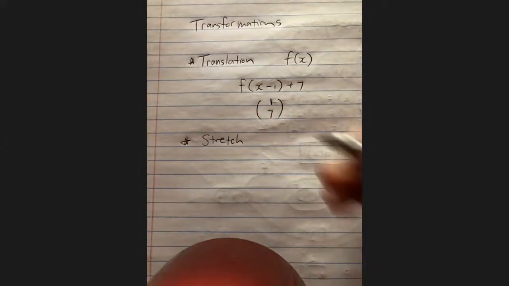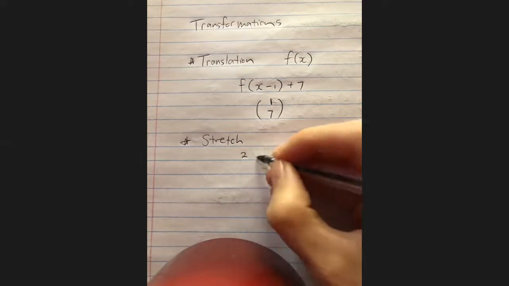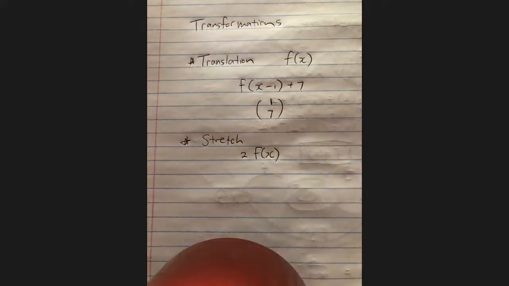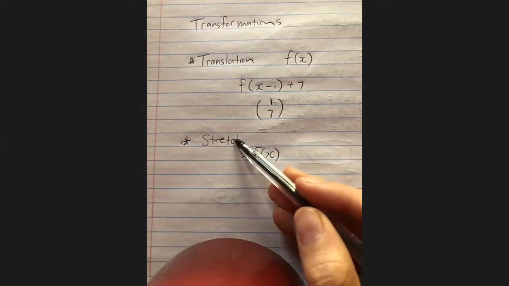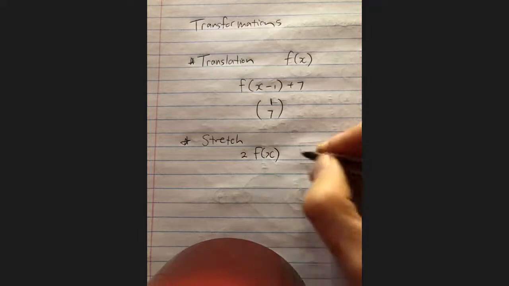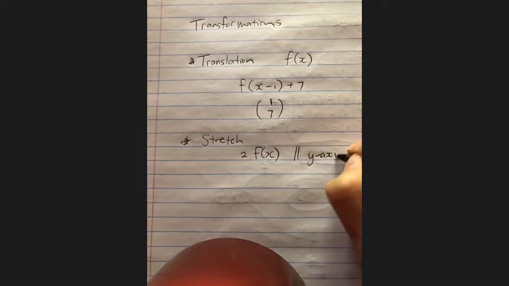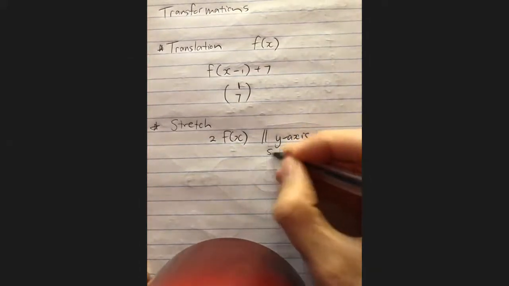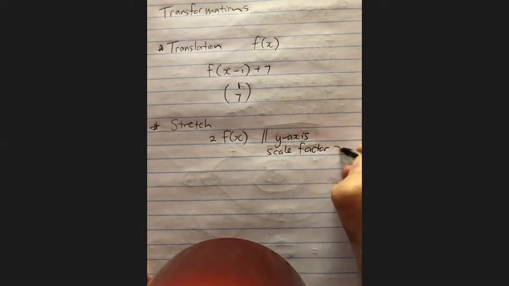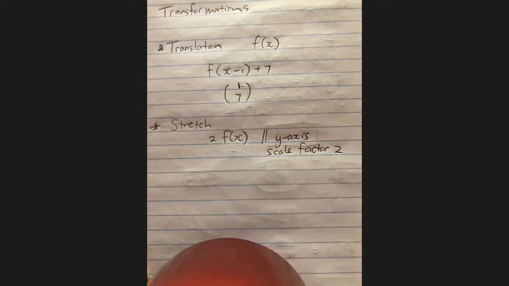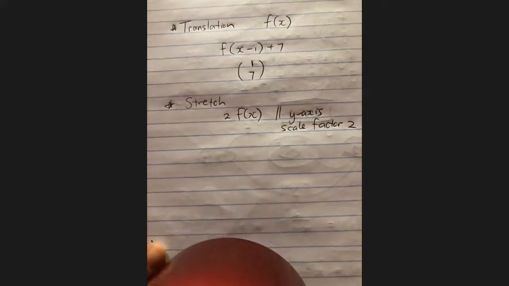So a one-way stretch or a stretch. That is if you start messing with your f of x, like in front of your f of x. So this specific one is a one-way stretch, and it's affecting your y. So you can say parallel to the y-axis. And then your scale factor is important. Your scale factor will be very regular. For y, it's never weird. For scale factor 2, if they say times by 2, you just say times by 2, times the whole equation by 2. And that is a one-way stretch.